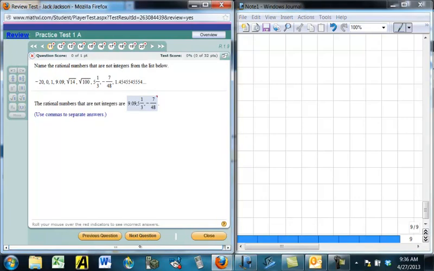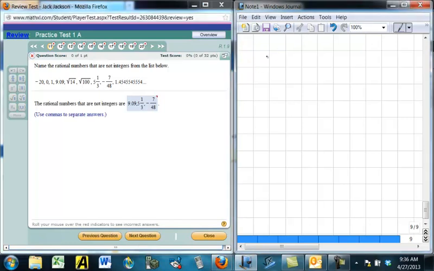This one is the other way around. Name the rational numbers that are not integers. Okay, remember the integers are denoted by the letter Z, that little funky looking Z, and they are the natural numbers, 1, 2, 3, 4, etc. 0, and that makes the whole numbers, and then their opposites, -1, -2, -3, and so forth. So those are the integers. So -20, 0, 1 are integers.